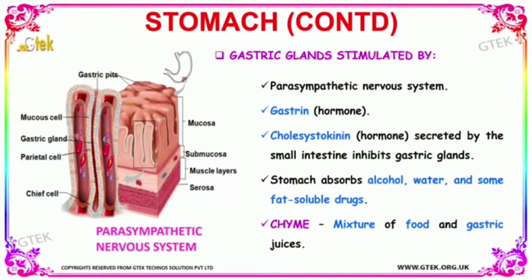In your stomach wall, you have the following layers: your mucosa, your submucosa, your muscle layers, and the outer lining, that is your serosa. So this is how the gastric glands are present in a human stomach. The gastric pits are over here. So these gastric glands are formed by these pits.